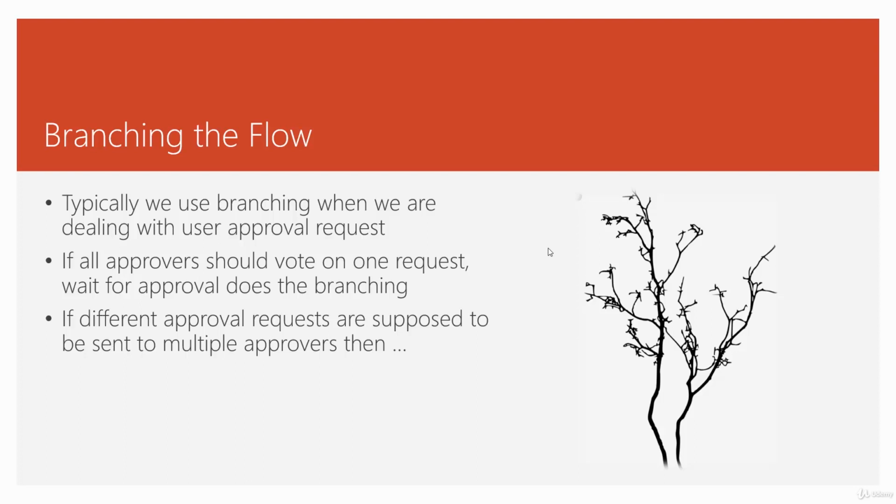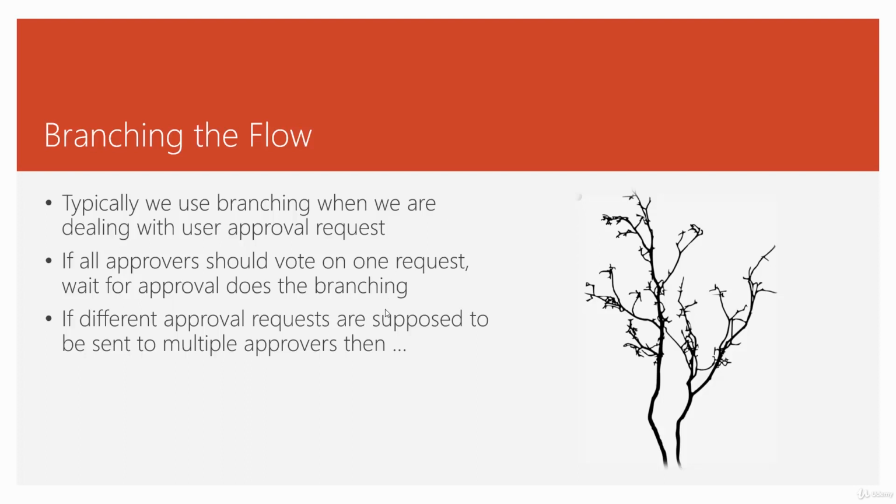Always, branching can improve the performance, but the real benefit is dealing with users. If all the approvers should vote on one request, just like the way that we saw in the previous lecture, wait for approval does the branching. So basically, just by using wait for approval, we can send the same request simultaneously to multiple users, or in this case, approvers, to approve or reject and submit their vote. So we are good with that side.